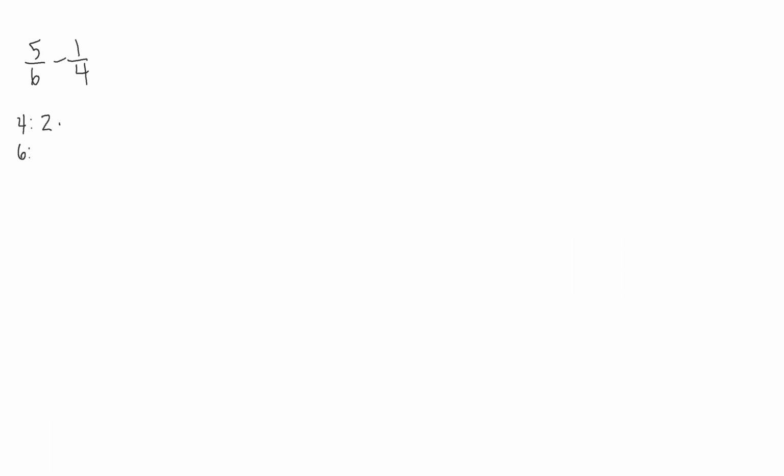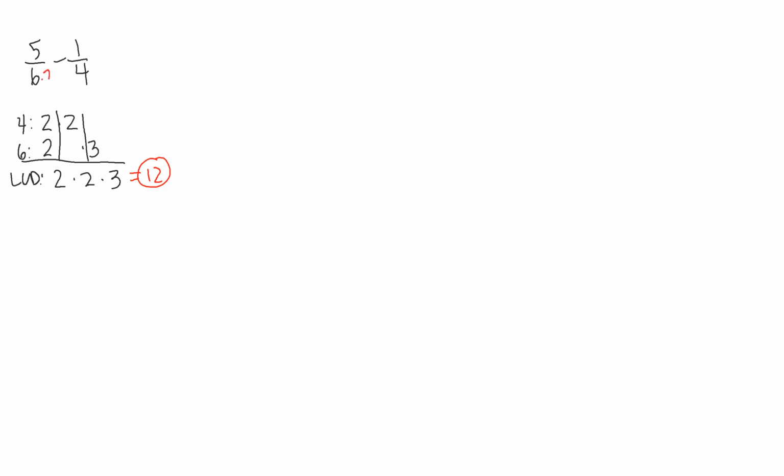Now 4, I know without doing any work, is 2 times 2. 6 has factors of 2. I can line one of those up, and then factors of 3. I need a new column. So the LCD is going to be the product of the value of each of these factors. So our LCD in this case would be 12. Okay. So we rewrite each of our fractions.